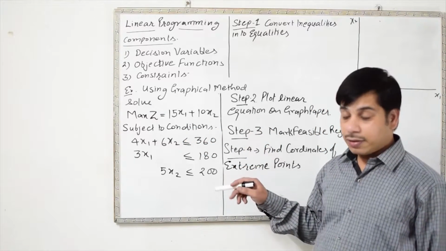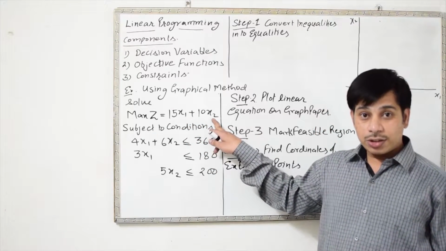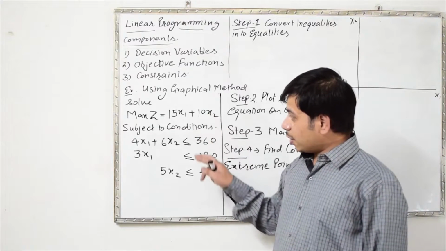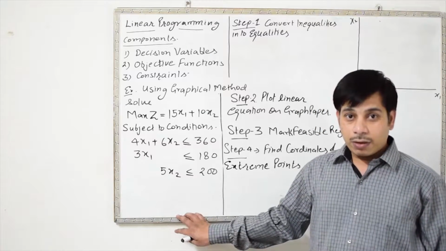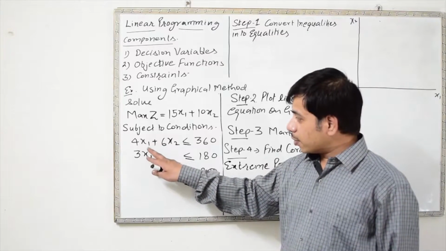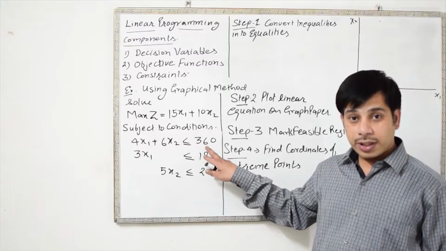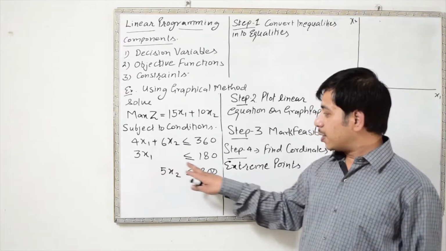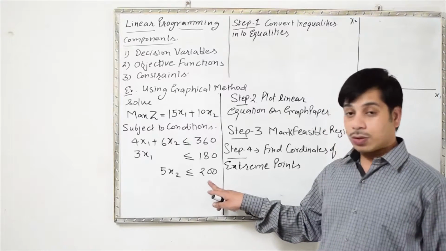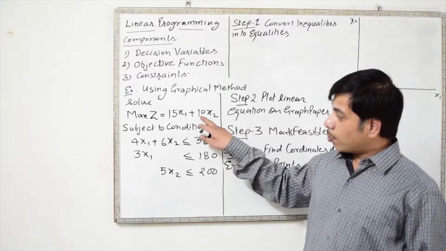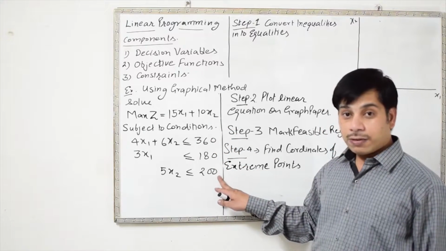So what is our objective? Our objective is to find the values of x1 and x2, which are decision variables, in such a way that the following set of constraints is maintained and followed. The set of constraints is given as 4x1 plus 6x2 is less than or equal to 360, 3x1 is less than or equal to 180, and 5x2 is less than or equal to 200. So this is our objective function, these are our decision variables, and this is the set of constraints.